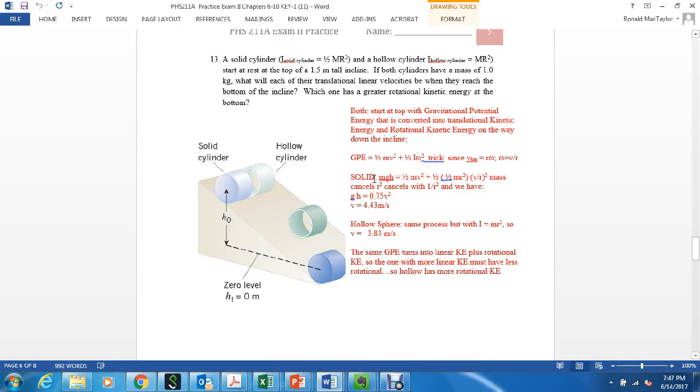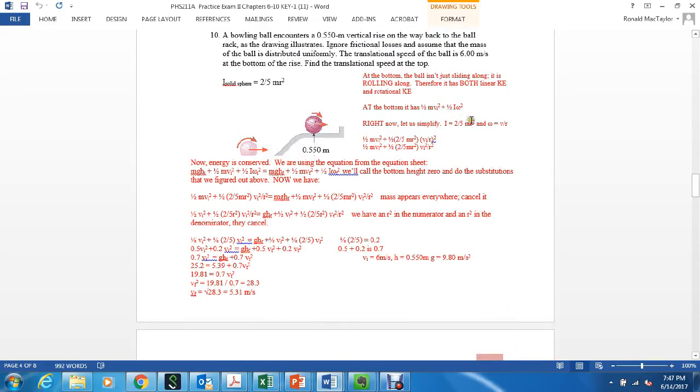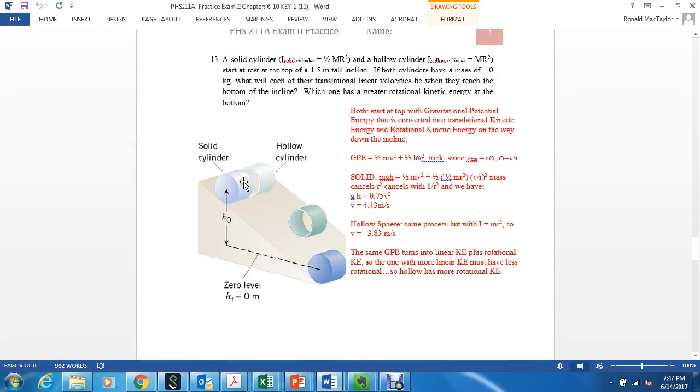Hey, this is a similar process to the problem up here with the bowling ball, where we're going to be using that trick where omega equals v over r. Only this time, we have the two spheres starting at the top. They're both going to travel down the same distance, but one of them requires more rotational kinetic energy in order to roll. So it's going to use up more of its gravitational potential energy just by rolling, and it's not going to have that energy to turn it into linear kinetic energy.